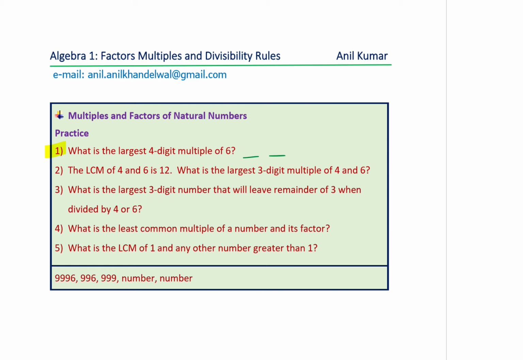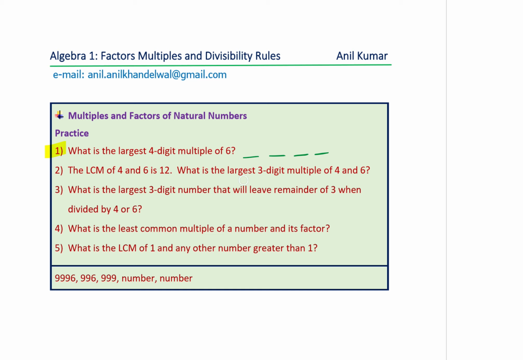So 4-digit multiple of 6. You're looking at multiples of 6. So how will you do it? Think about it, right? So that's strategic thinking for you. And the second one here is, the LCM of 4 and 6 is 12, correct? You know it. So LCM of 4 and 6 is 12. That is given to you.